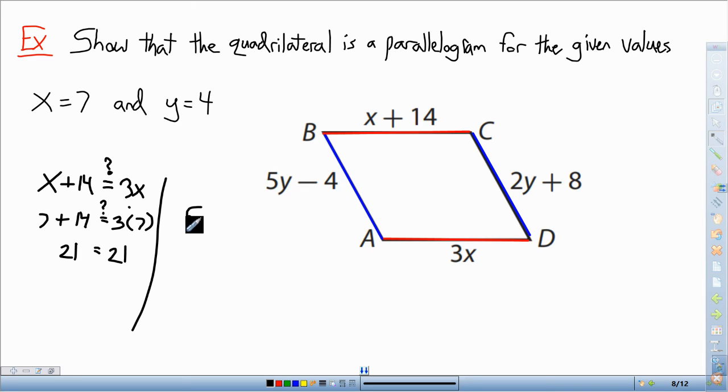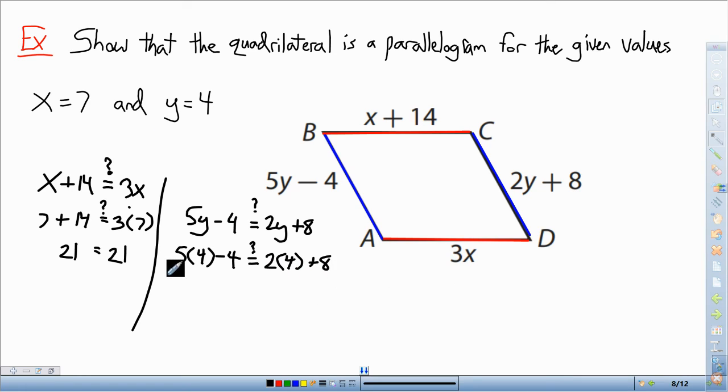Okay, so on this one, I know that this side length 5y minus 4 must equal 2y plus 8. All right, and let's see if when y equals 4, we actually get an equation. So again, I'm going to put a little question mark over that. Are they equal when y equals 4? Let's find out. Okay, so 5 times y, 5 times 4 minus 4. Does that equal 2 times y, 2 times 4 plus 8?